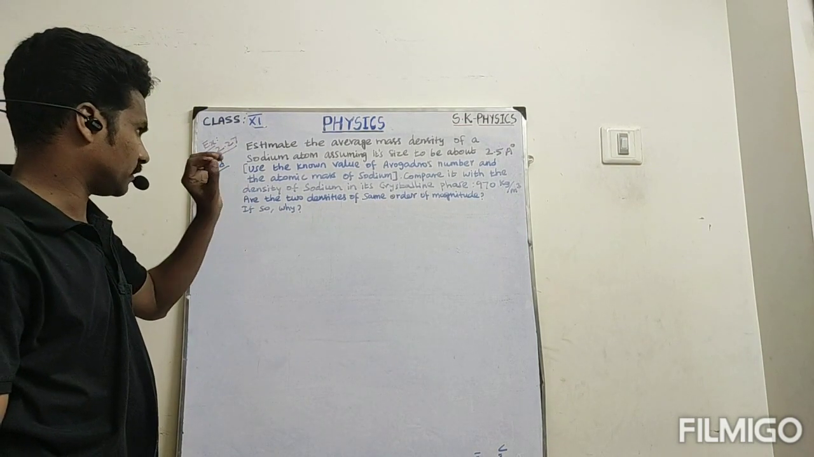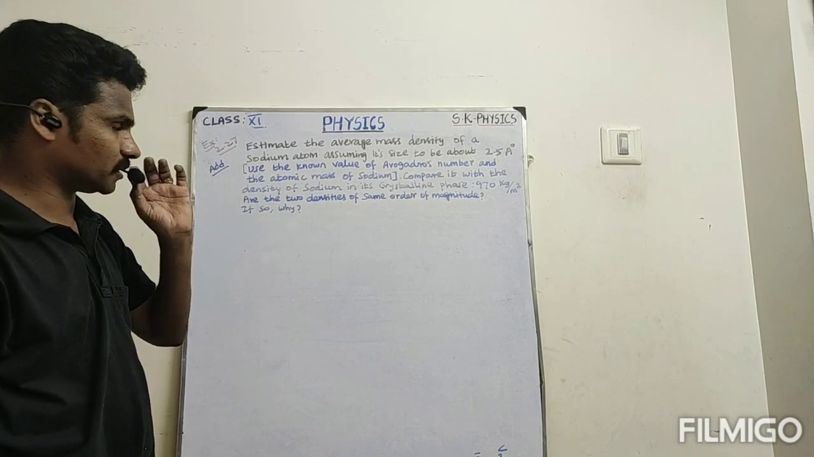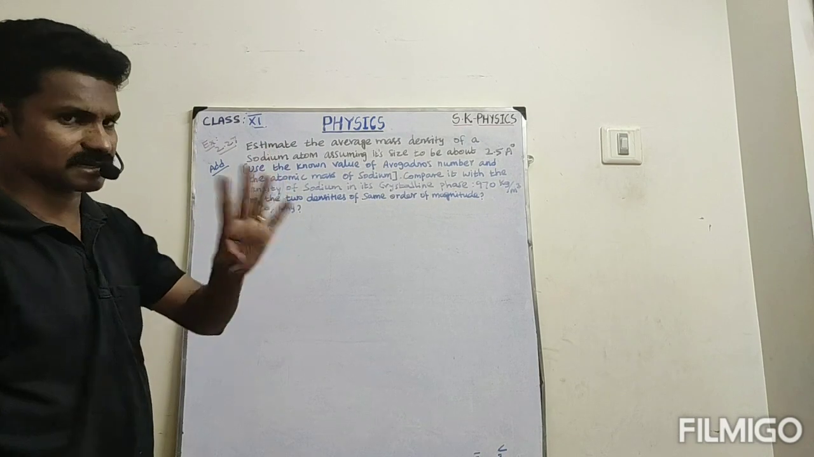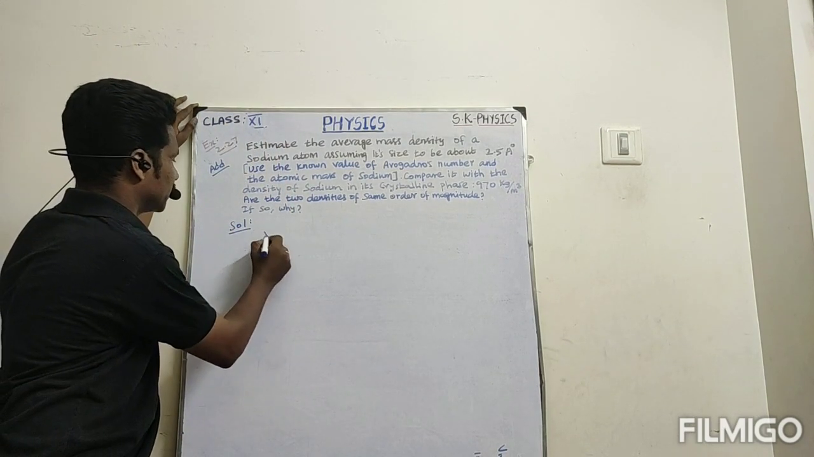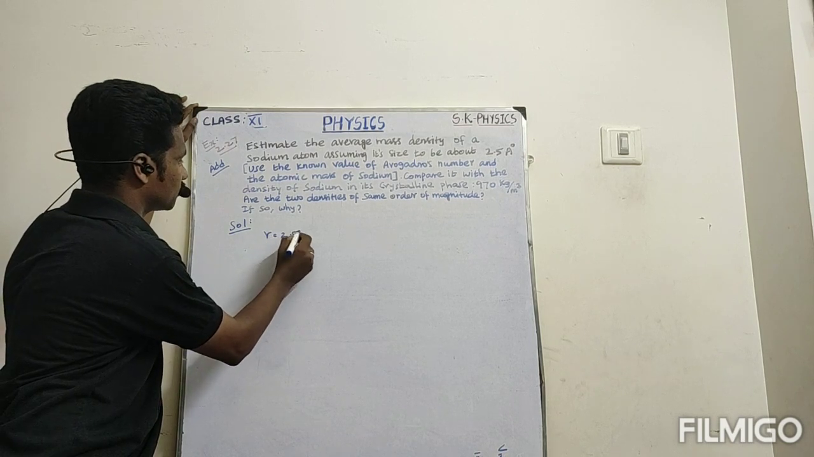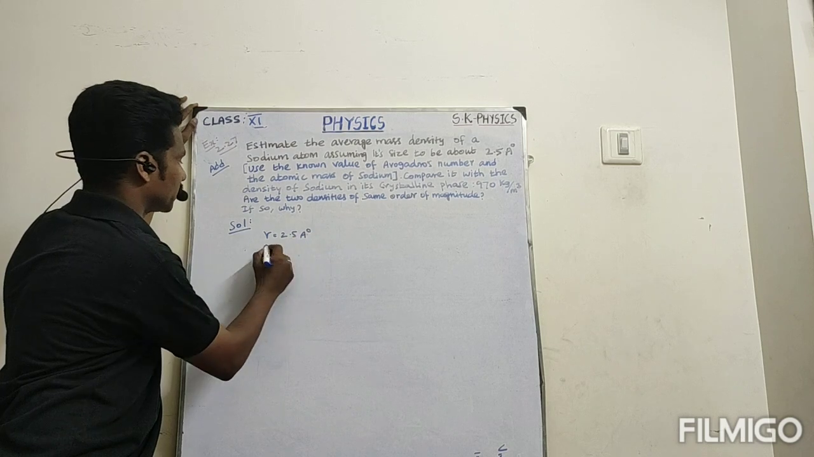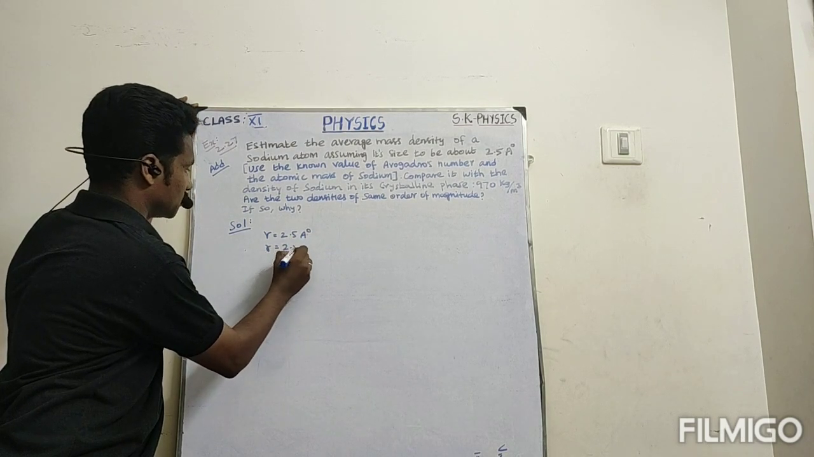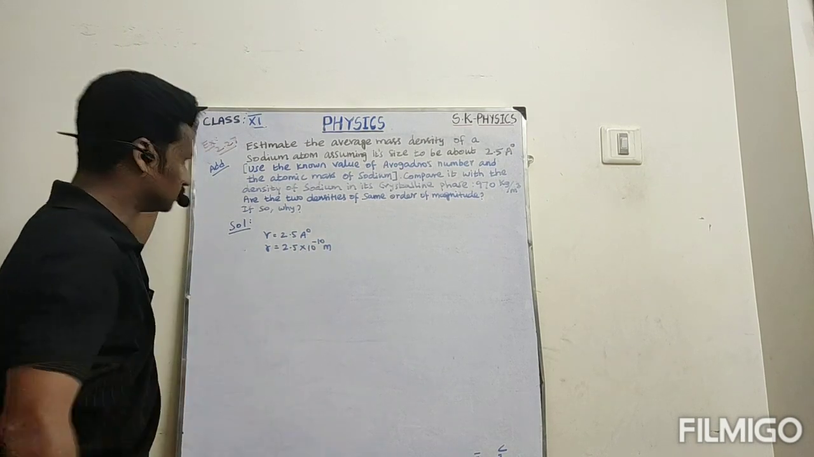So the sodium atom's size is given. That is 2.5 Angstrom unit. So generally size means it is considered as a radius. So the radius is given, that is 2.5 Angstrom unit. So I can write that as 2.5 into 10 power minus 10 meter.